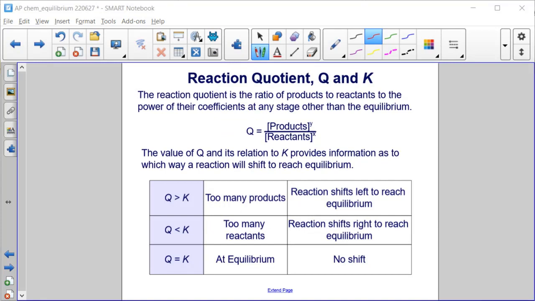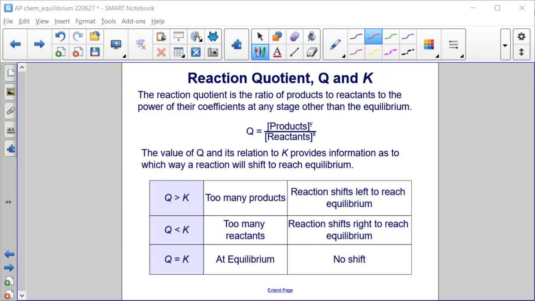Let's talk now about the reaction quotient, Q, and how it relates to the equilibrium constant, K. The reaction quotient is the ratio of products to reactants to the power of their coefficients at any stage other than equilibrium. So it's our equilibrium expression, but not at equilibrium, okay? And so we call that Q the reaction quotient. The value of Q and its relationship to K provides information as to which way a reaction will shift to reach equilibrium.